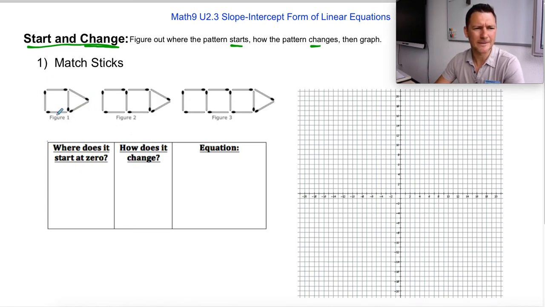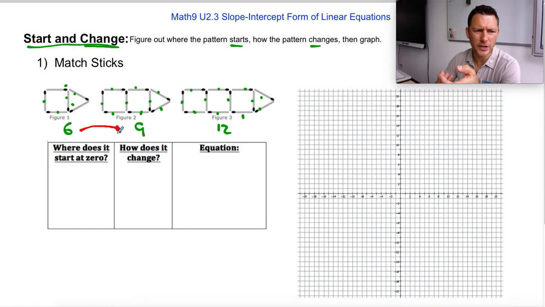This is 1, 2, 3, 4, 5, 6. So this has 6 matchsticks. And this one has 1, 2, 3, 4, 5, 6, 7, 8, 9. It says 9 matchsticks. And this one has 1, 2, 3, up to 12. It has 12 matchsticks. So how do you think it goes?